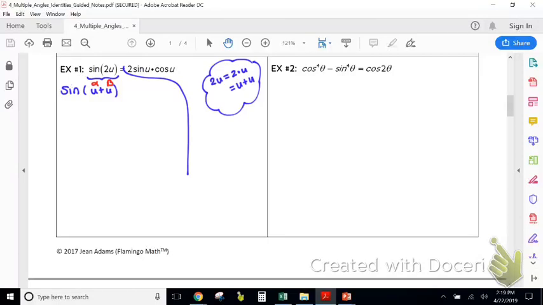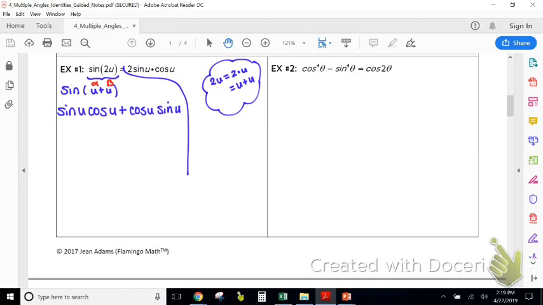All right, so we're rewriting sine of 2u as sine of u plus u, because that's our formula from last week, the sine of alpha plus beta. And so we know then, when I plug it in that formula, sine of alpha cosine of beta plus cosine of alpha sine of beta.